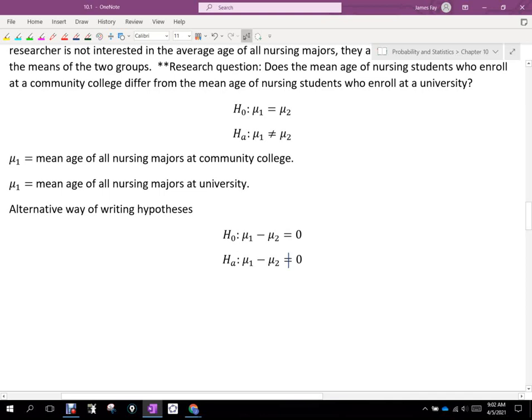So you might see either one of those represented. I like to look at this one, but there's nothing wrong with using this one.